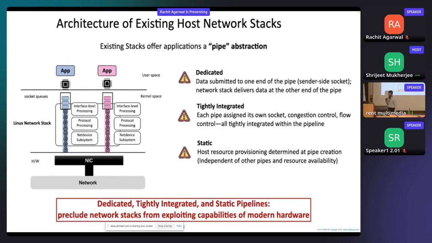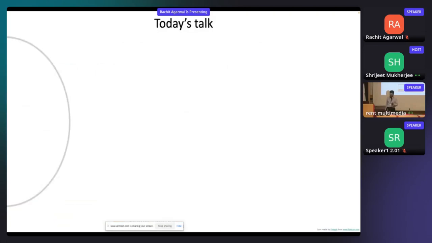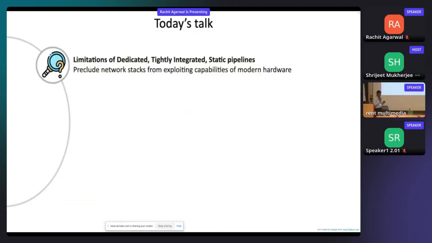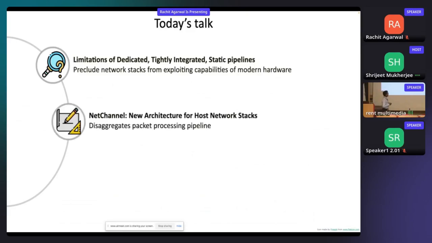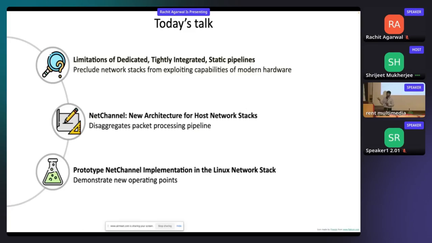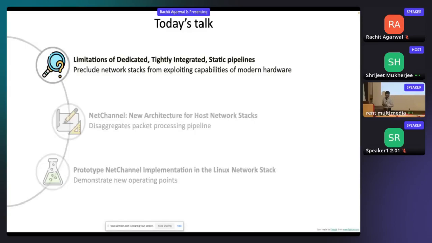Okay, so that's the goal of the next few slides. I'll try to convince you that dedicated, static, and tightly integrated pipelines are a problem. Now I want to show you some results based on some measurements and tell you about the limitations of these dedicated, tightly integrated, and static pipelines. Then I want to tell you what a possible architecture could be that overcomes these problems. Then I'm going to show you some results on the implementation of this architecture in the Linux network stack. Okay, let's start with the first one.